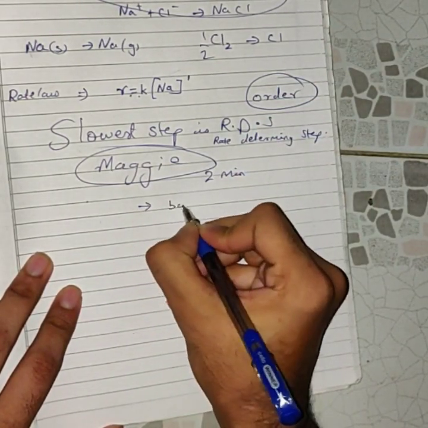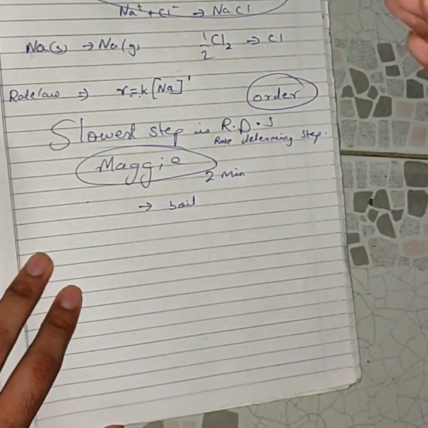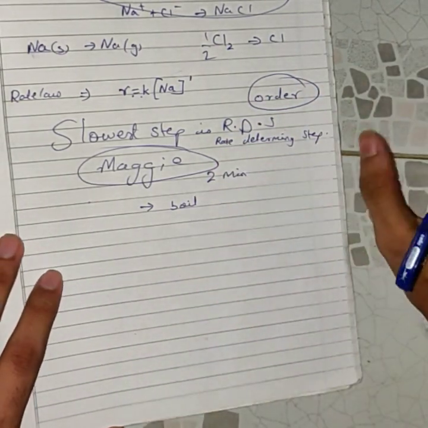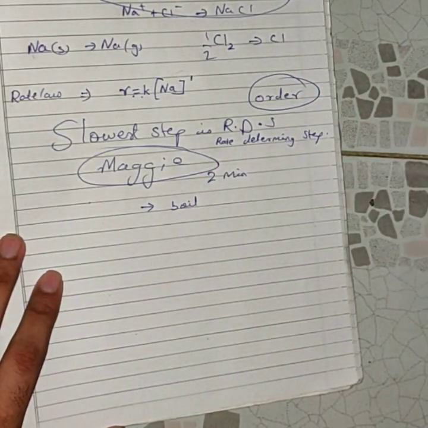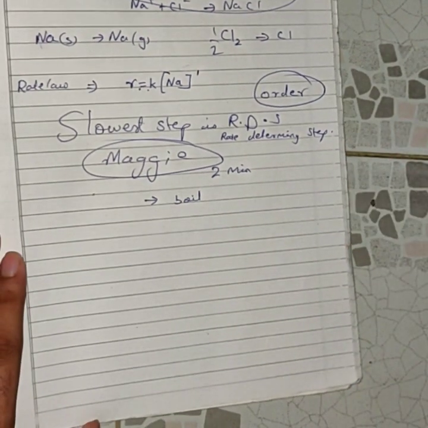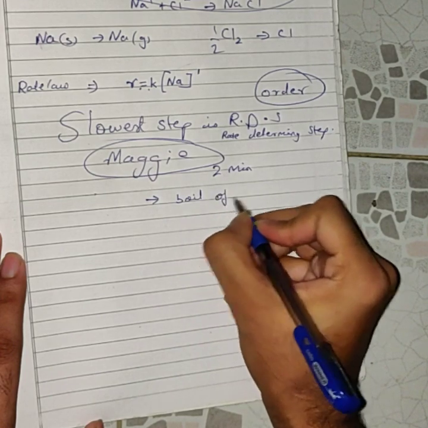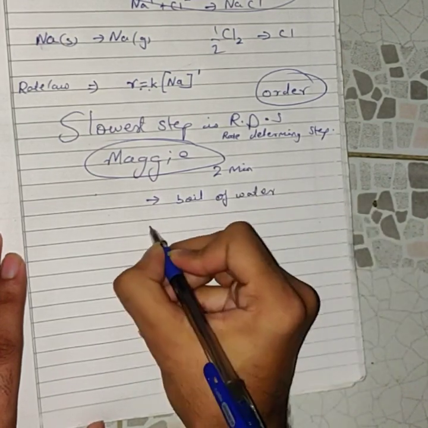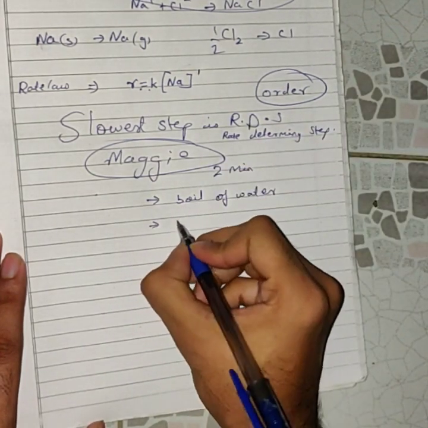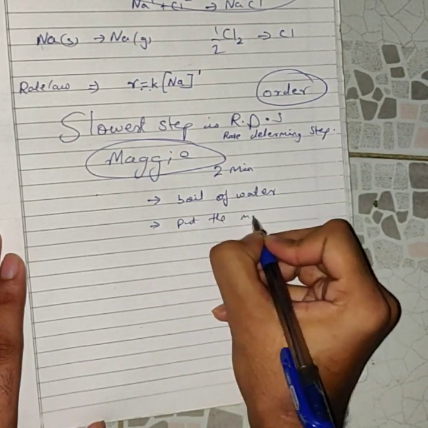The first step is you boil. I'm talking about simple Maggie, like boiling of water and then we put the Maggie. That is how Maggie is supposed to be made. We Indians make it in different forms. That's a different thing. Okay, so the first thing is boiling of water. Okay, and the second step is you put the Maggie in boiling water.